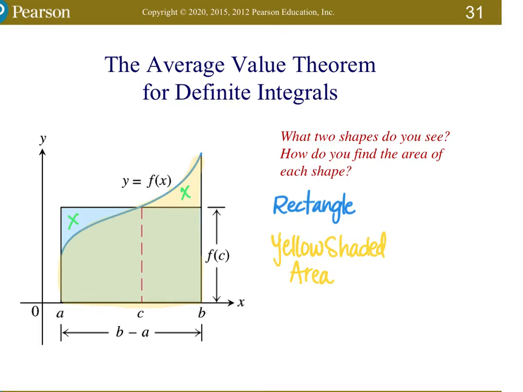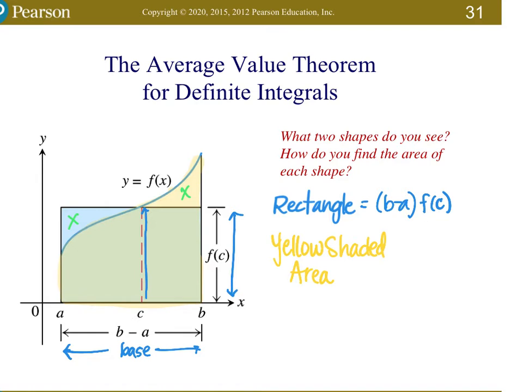Well, if you're in a rectangle, we want to go base times height. So our base down here is b minus a. And then the height of the rectangle is along this dotted line here. Okay, and that height is above the number c. We don't know what that number c is, and so the height, we can see over here, is f of c. So it's b minus a times f of c.